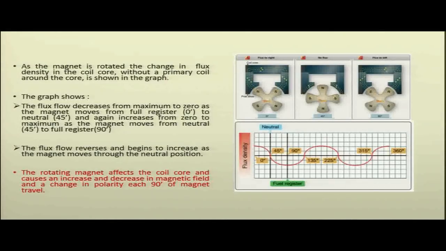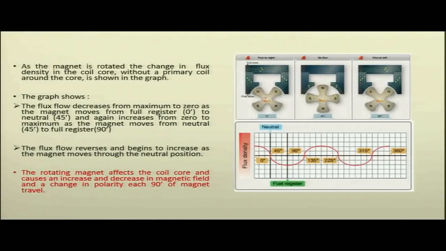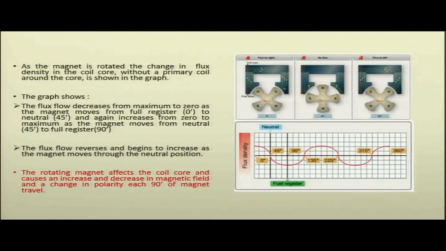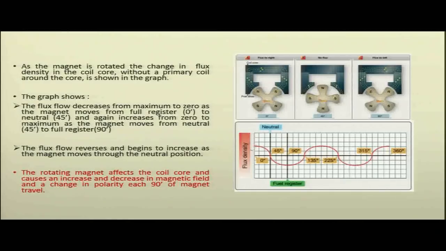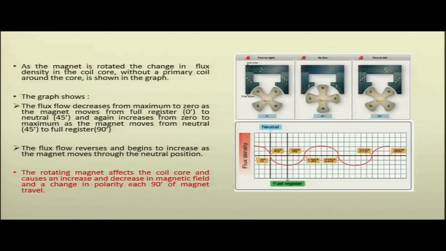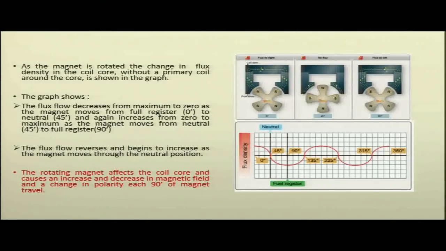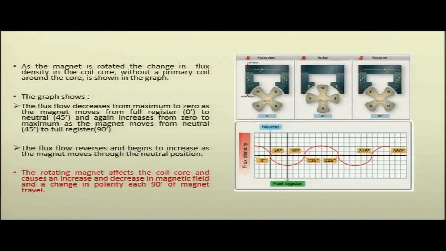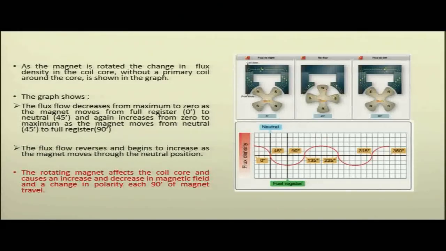Now, if you observe this top figure, at 0 you had maximum flux passing, you have maximum flux here, and till the time the magnet reaches 45 degrees the flux is 0. So, now you see the flux is decreasing from maximum to minimum, at 45 degrees it is completely 0. Now, with further movement of the magnet, from 45 degrees to 90 degrees the flux again starts to increase, but in the opposite direction.